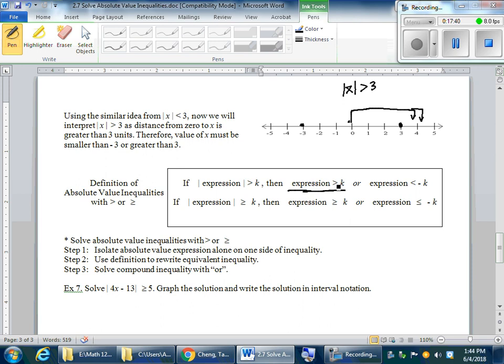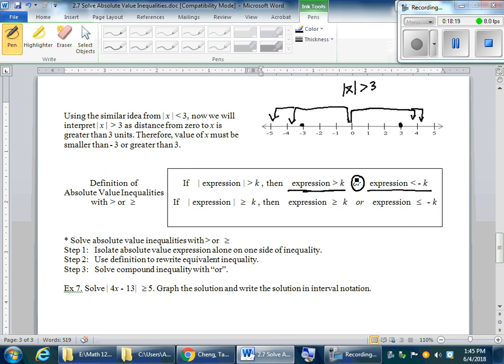And on the left hand side, if I want the distance to be greater than 3, then the value of x must be negative 4 or negative 5 or something like that. So meaning the expression must be less than negative of that number. So that's the part that you have to be careful. And then, most importantly, these two inequalities are connected by the statement "or," right? Statement "or." So let's go back.